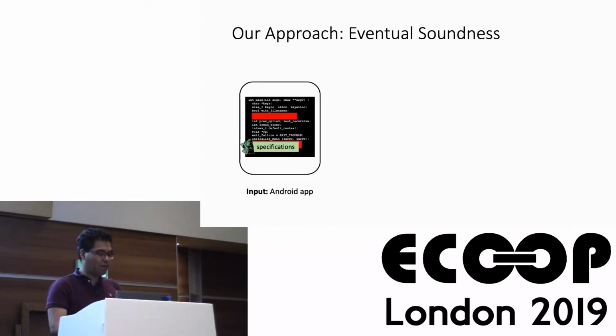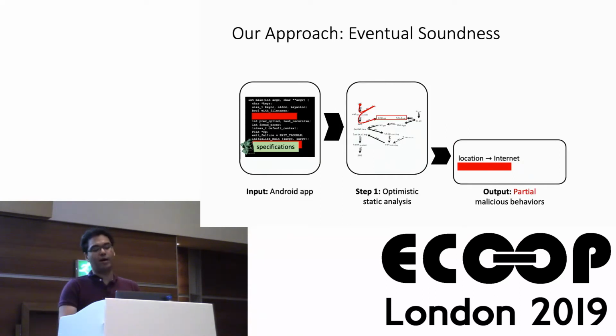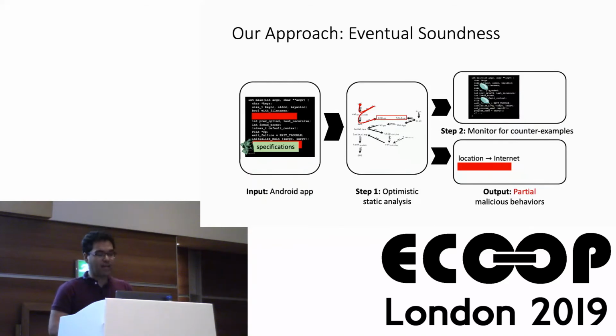At a high level, in our approach, we're going to take the Android app and the partial specifications, and run the optimistic static analysis as before, which might produce a partial list of malicious behaviors. Then, rather than give the end user the original app, we're going to insert runtime instrumentation that detects counterexamples to the optimistic assumptions that we made in step 1 in the static analysis.